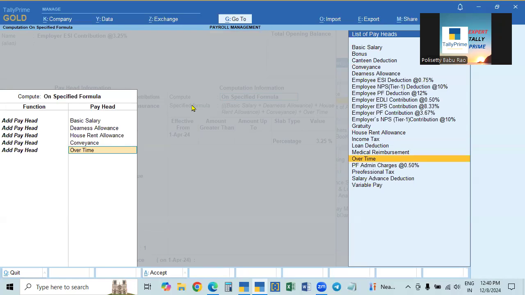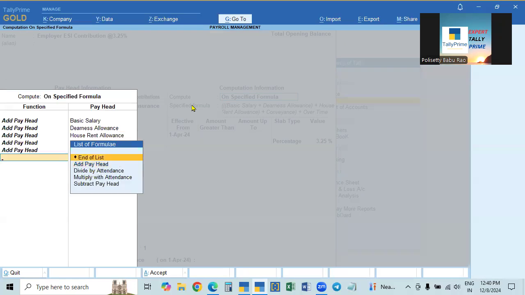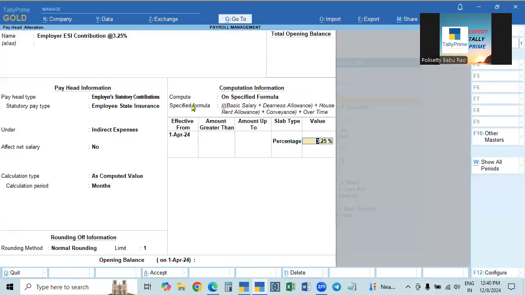Variable pay will not be taken. If you take the variable pay, that is incentive also, when deducting the amount from the employee, there also if we take, here also we can take. Okay, this is over. And then the percentage will be 3.25%. Okay, rounding off.